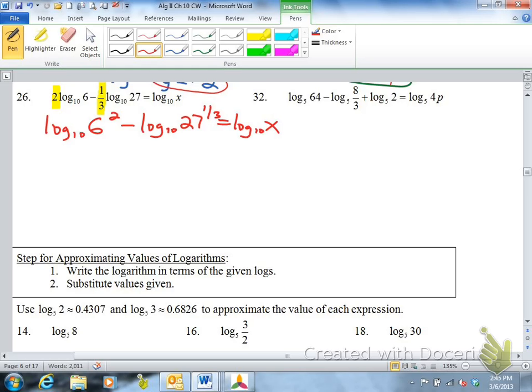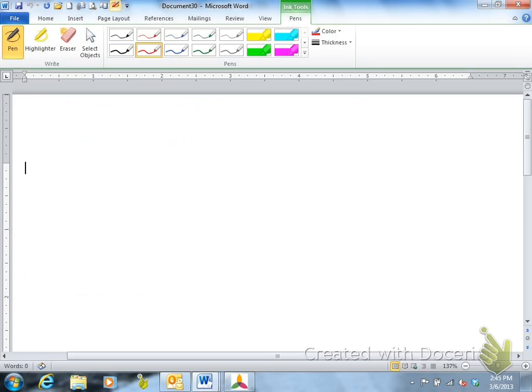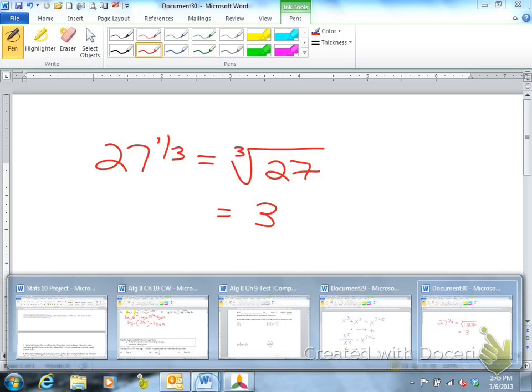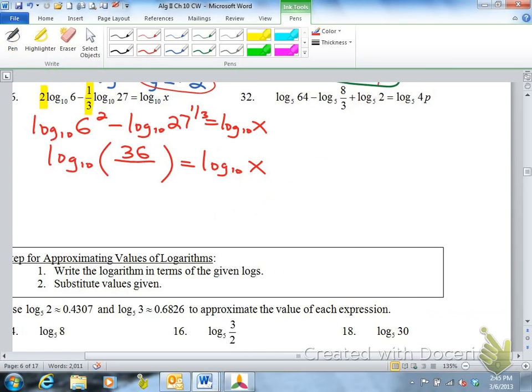And now, since you have a difference of 2 logs with no coefficients, you can write log base 10 of a quotient equals log base 10 of x. So what is that quotient? 6 squared is 36. 27 to the 1/3 is the same as the cube root of 27 based on the definition. So that would be 3. So over 3. So you'd have 12 equals x, cancel both logs, 12 equals x is the answer.